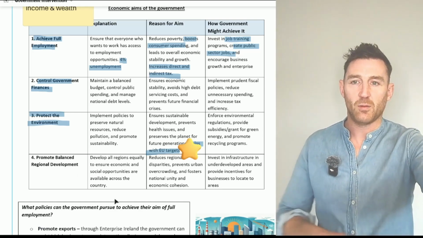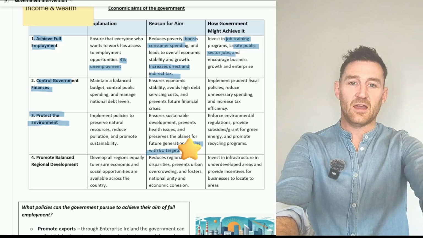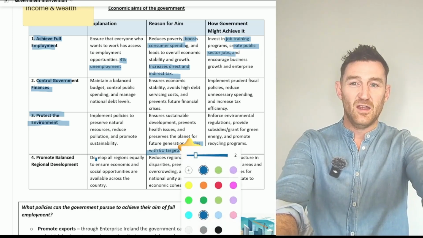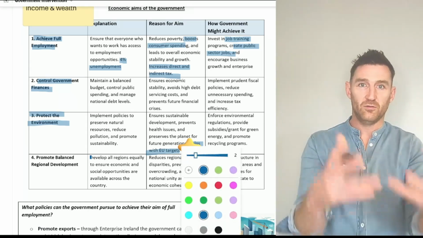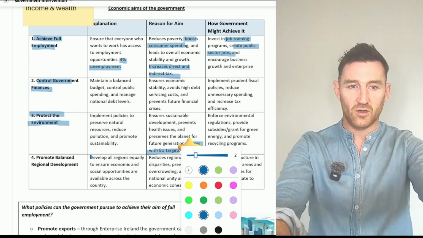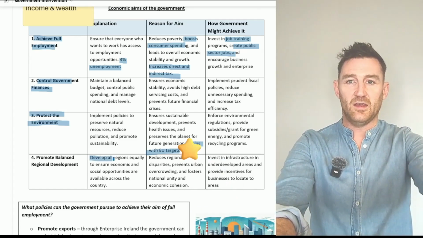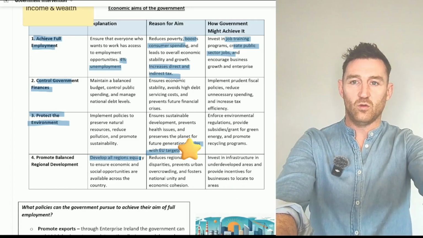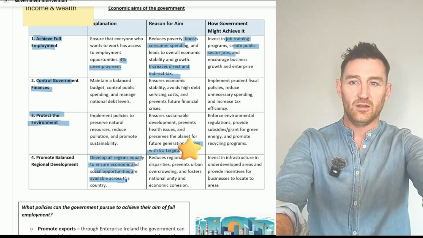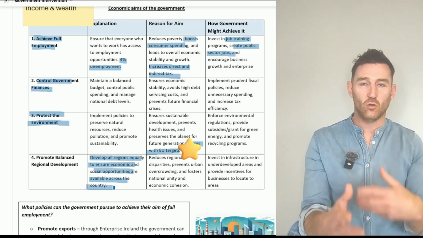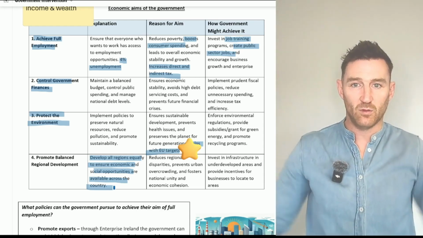Number 4 there, promote balanced regional development. This is one that is creeping up a lot in exam questions. What that's about, and it was part of the economics research project for 2023, of course, is developing all regions equally to ensure economic and social opportunities are available across the entire country. So it's making sure that economic growth is spread out evenly across all the country.